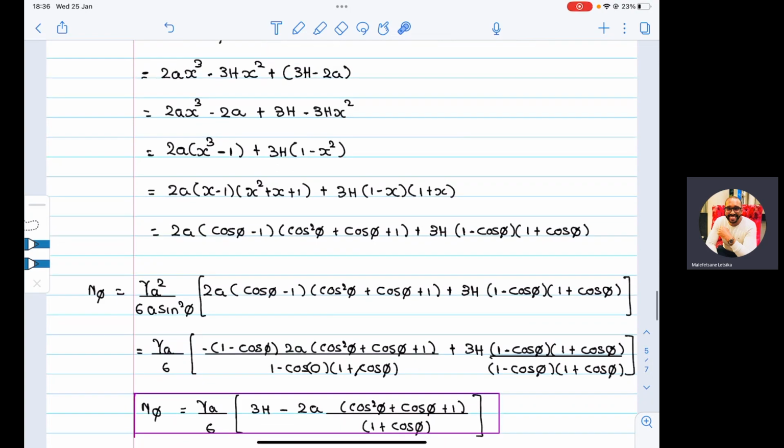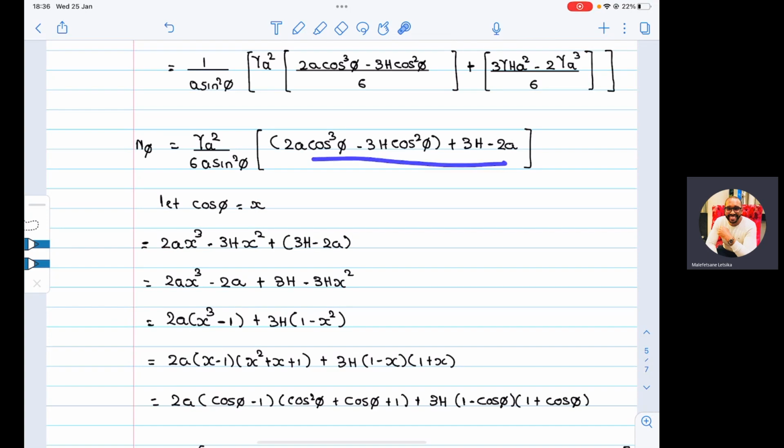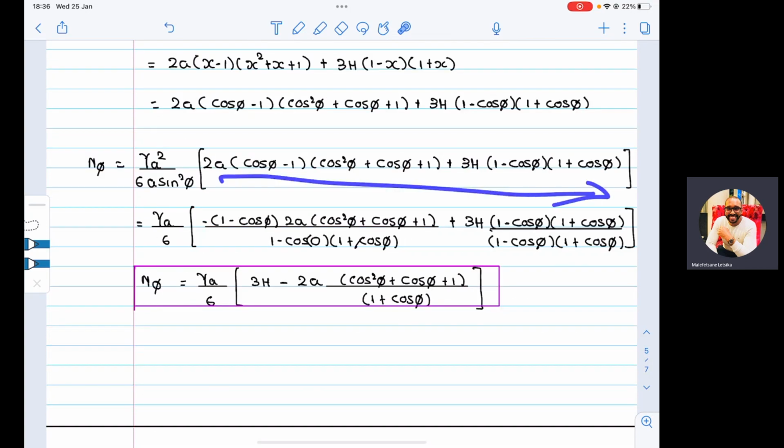And then I've further simplified these two terms. This you can further simplify to that expression, and this you can further simplify to that expression. And then you can't simplify any further from there. And therefore, I've substituted in cos phi for x. Wherever you see x, I put cos phi. And then it's all that nasty expression. I've rewritten it again into the original expression, which is this one, simplified.